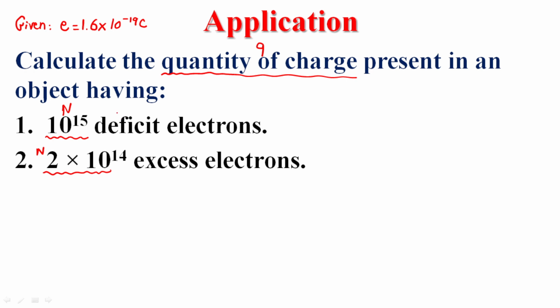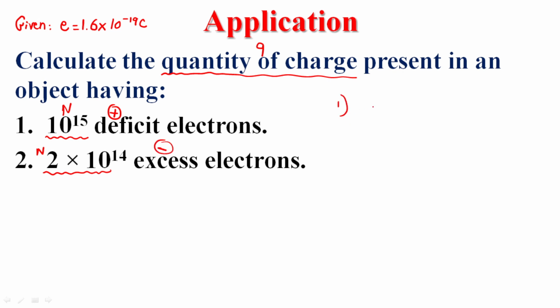A deficit of electrons means the object is positively charged. The second object has 2 times 10 power 14 excess electrons. This object has an excess number of electrons, meaning this object is negatively charged.